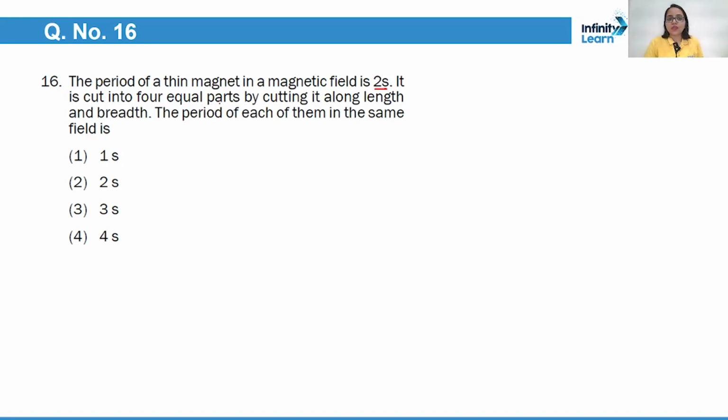It is cut into 4 equal parts by cutting it along the length and breadth. The period of each of them in the same field is. So time period is directly proportional to under root I upon m, where I is the moment of inertia, right? Now over here you are cutting it into 4 equal parts, right? So moment of inertia will change.